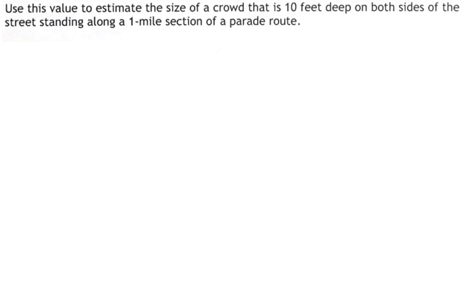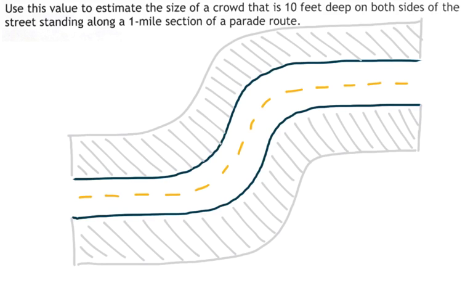Now we want to use this value to estimate the size of a crowd that's 10 feet deep on both sides of a street standing along 1 mile section of a parade route. So I got a little crazy with the drawing, and let's just say the 1 mile section of street curves. It's basically the same principle as if the street was rectangular. There might be some slightly more advanced techniques that we could use, but we're just trying to get an estimate. So really it doesn't matter if the street is straight or if it's curved, if all we're doing is finding an estimate.